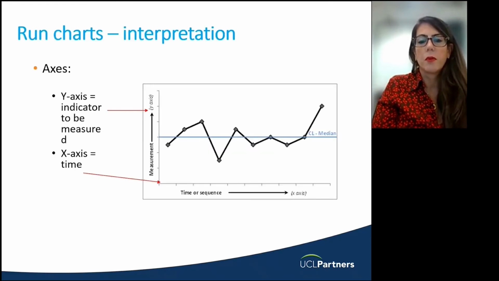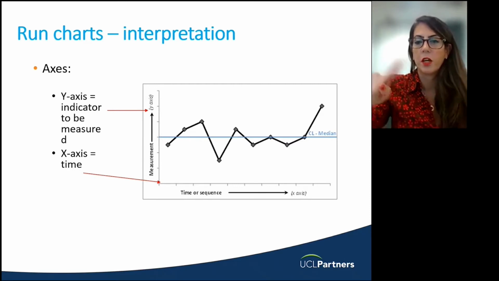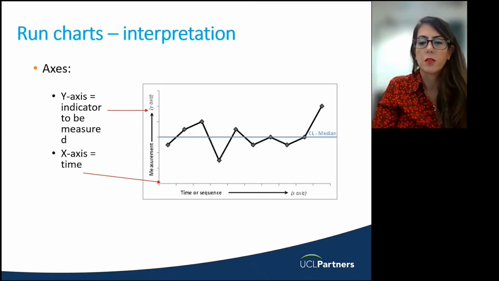So I'm just going to show a couple of examples of how we represent data in our improvement work, and this is called a run chart. So that means that you see a run or a series of points over time, and you have time on the x-axis and any indicator to be measured on the y-axis. So here we might have the percentage of patients that were actually referred to rehab after having an MI, and we might look at that by week or by month, and we'll see that going up and down with variation.